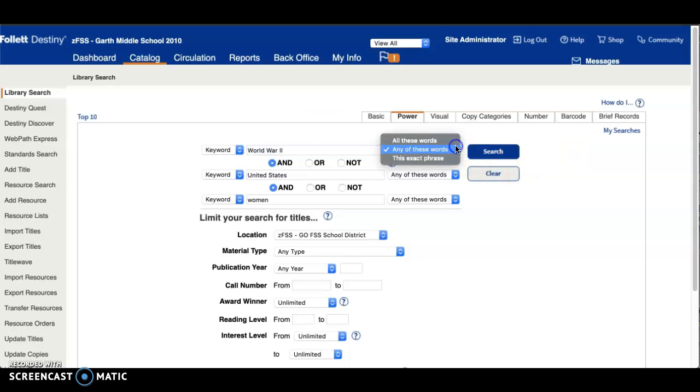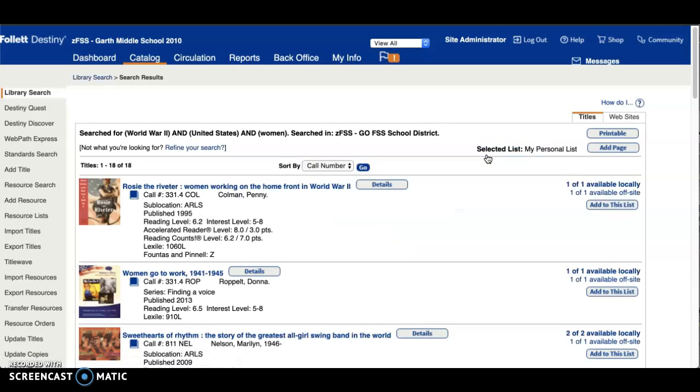So maybe we shouldn't put any of these words. Let's put all of these words and see what happens. And so this is part of searching. You have to make changes to see what am I actually looking for. Oh, and look at that. So we have Rosie the Riveter. Here's Women Working on the Home Front. Here's Women Go to Work.